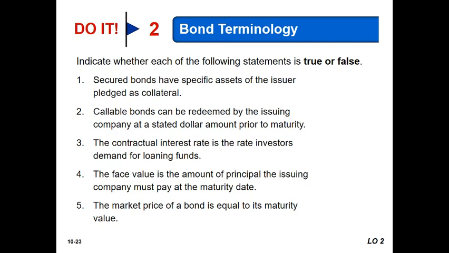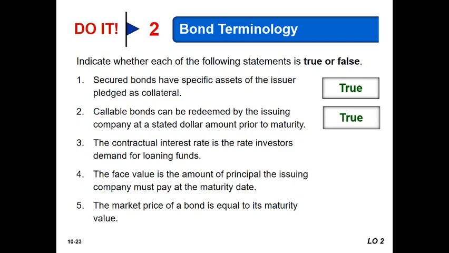Secured bonds have specific assets of the issuer pledged as collateral. As you will recall, we spoke about that a couple slides ago, and that they are actually secured by a project or by something. So that is true. Callable bonds can be redeemed by the issuing company at a stated dollar amount prior to maturity. That also is true.